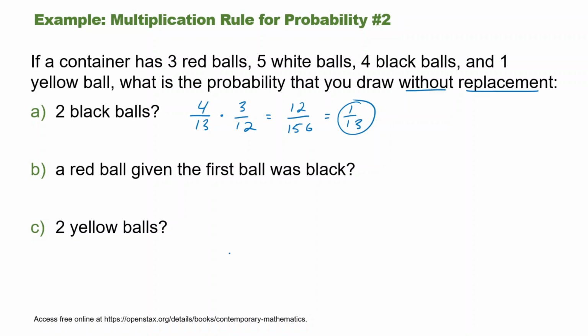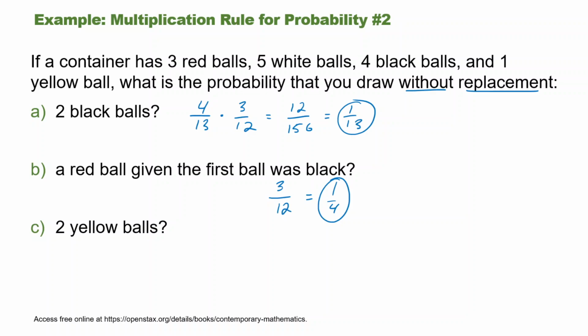Part B. A red ball given the first ball was black. Now this is a different situation because we're not drawing 2 balls here. At first glance it looks like we're drawing a black and then a red, but we already know that a black has been removed. So the chance that we get a red ball at this point would be 3 out of 12, or 1/4. That information tells us there's already been a black ball removed, so what's the chance of getting a red? So the sample space has changed fundamentally.